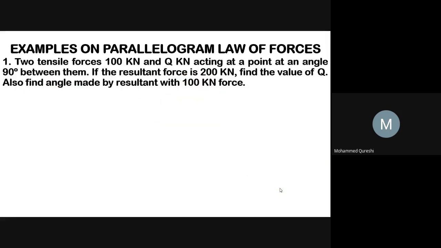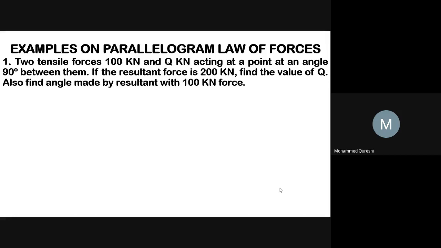What is the second example? Two tensile forces, 100 kilonewton and Q kilonewton. Here the magnitude of Q is not given, but it simply states that it is Q kilonewton, and both forces are tensile, meaning both forces are going away from the object or from the point. So two tensile forces, 100 kilonewton and Q kilonewton, act at a point at an angle of 90 degree between them. Here theta is given as 90 degree.